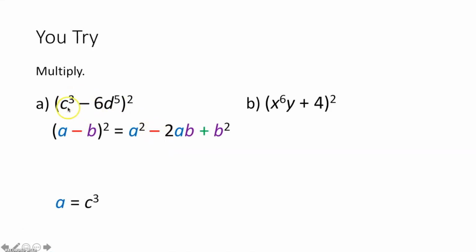Now what's our a value? c cubed. What's our b value? 6d to the 5th power. So we're going to take c cubed and plug it in anywhere you see an a, and plug in 6d to the 5th anywhere you see a b.